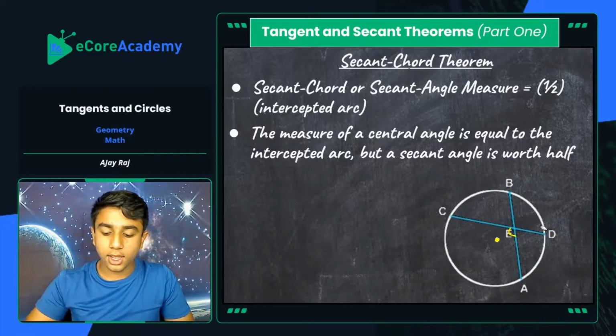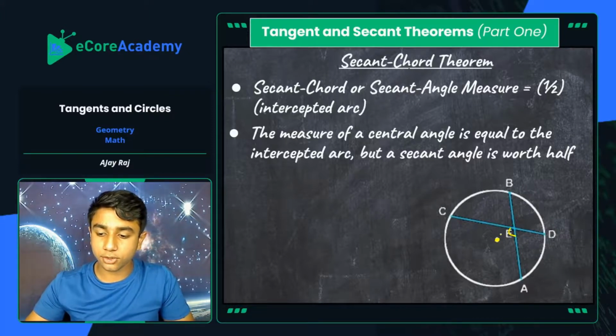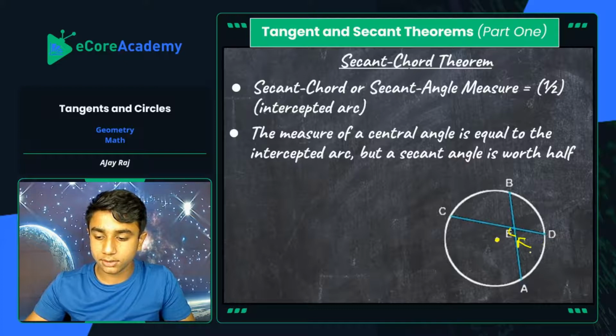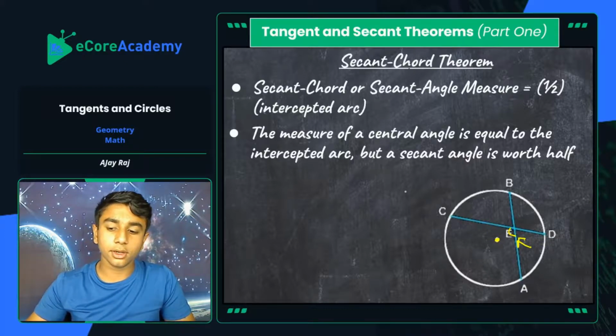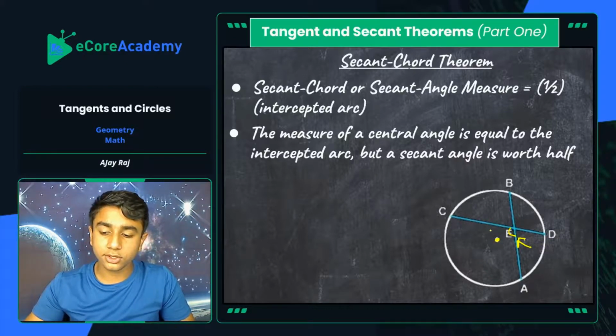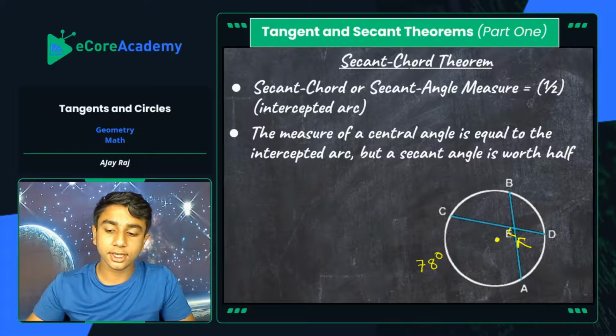Now we're going to look at this angle measure right here. We're trying to figure out what the value of this angle is in degrees. Let's assume that this arc CA here is worth 78 degrees. Now we want to discover the value of the secant angle E.